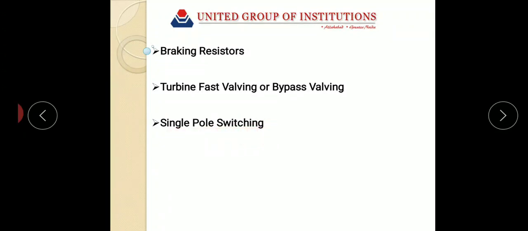Next point is the single pole switching. As you all know, the majority of the line faults are single line to ground faults, LG faults. Single pole switching is also called independent pole operation. The three phases of the circuit breaker are closed or opened independently of each other. In the event of an LG fault, the circuit breaker pole corresponding to the faulty line is opened and the remaining two healthy phases continue to transfer power.